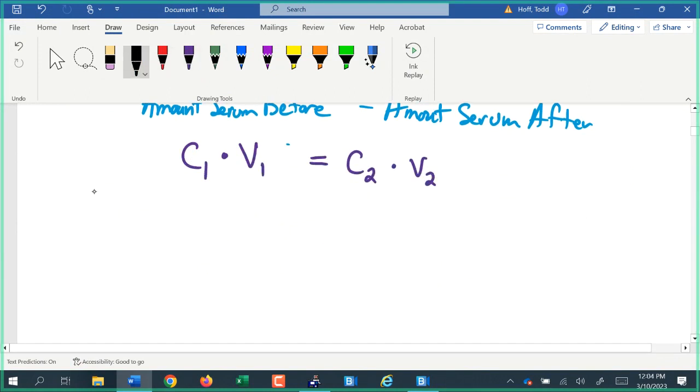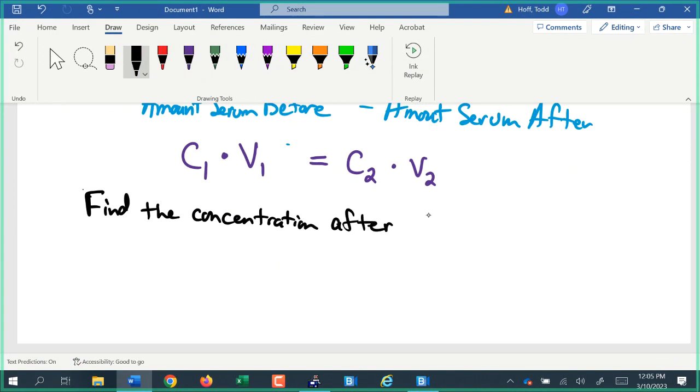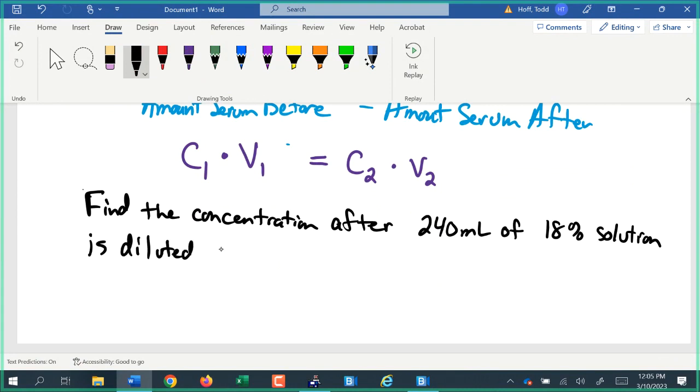So here, let's go the simpler version. Find the concentration after 240 milliliters of 18% solution is diluted to 720 milliliters.